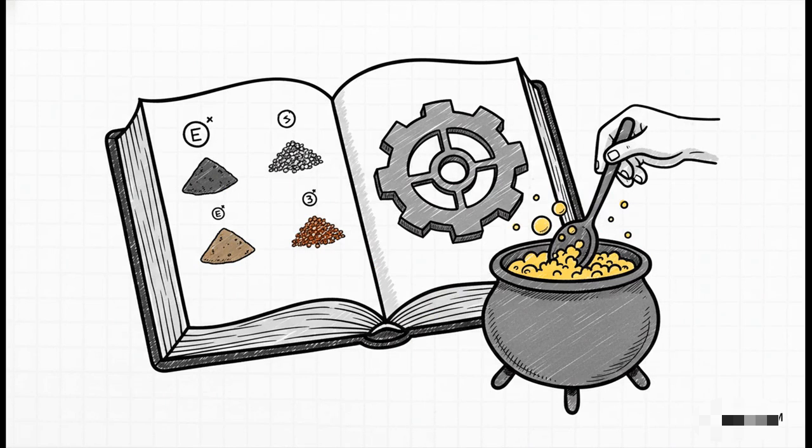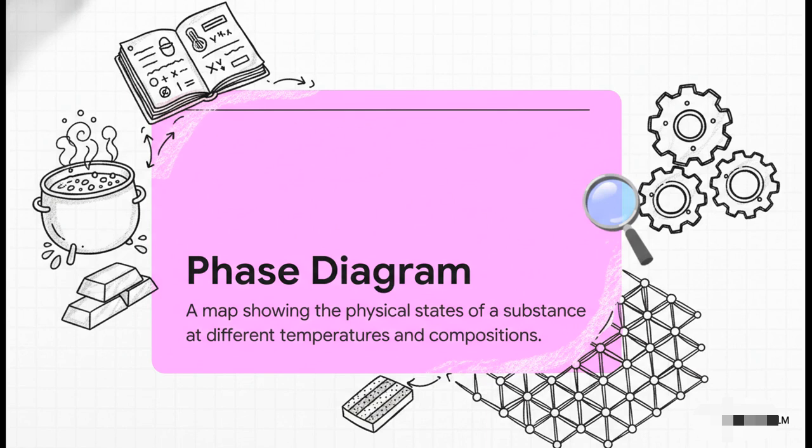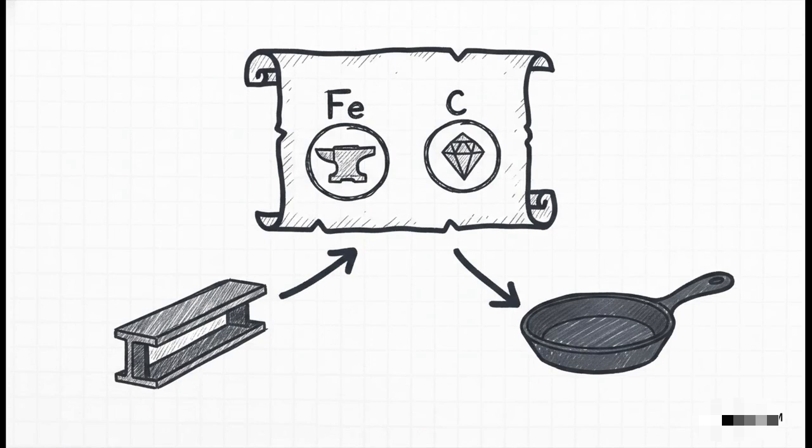Now we'll go from pure elements to these powerful things called alloys. Engineers use these phase diagrams kind of like recipe books to create alloys with specific properties. Now, the most important of all of these is the iron-carbon diagram. It's a cornerstone of metallurgy.